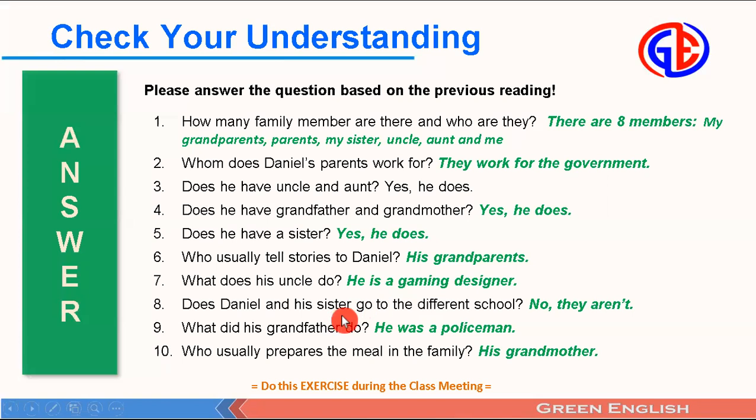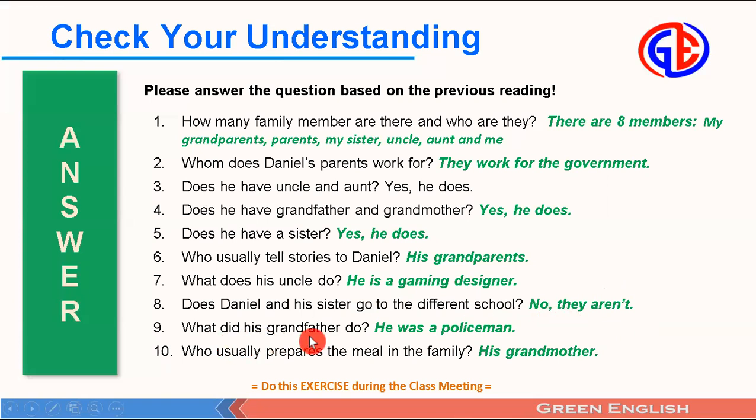Does Daniel and his sister go to different schools? Oh no, yeah. Actually, they both go to the same school. Okay, so that's why the answer should be no, they aren't.